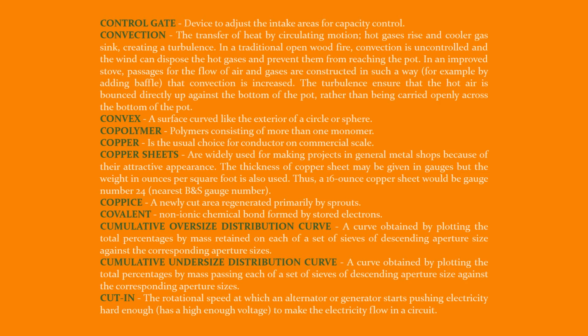Cumulative undersized distribution curve, a curve obtained by plotting the total percentages by mass passing each of a set of sieves of descending aperture size against the corresponding aperture sizes. Cut-in, the rotational speed at which an alternator or generator starts pushing electricity hard enough, has a high enough voltage to make the electricity flow in a circuit.